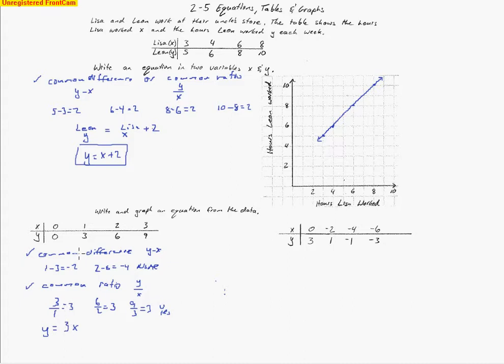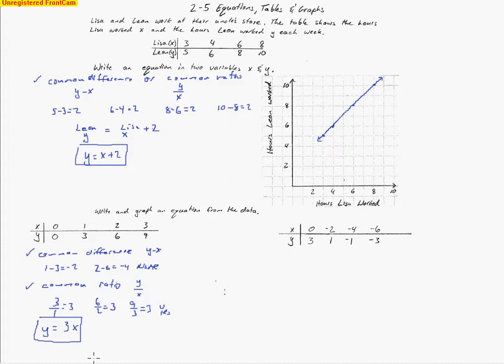So notice how if I start at 1 for the x value, I multiply by 3, I get the y value. I get 3. And that's what it says here. 2 times 3 gives me 6. 3 times 3 gives me 9. And so that would be the equation. And we're also going to end up graphing that as well. So it looks like we'll do that on the next page.